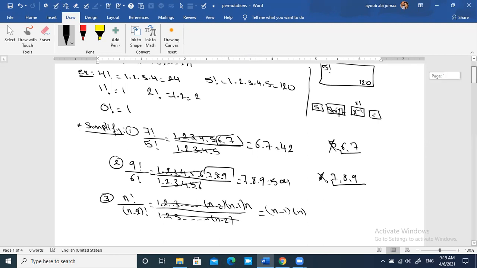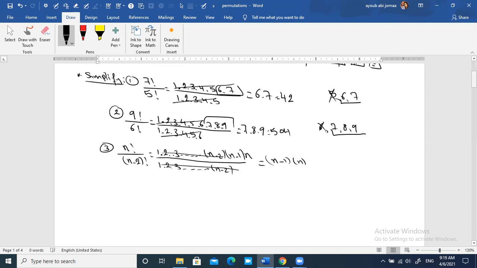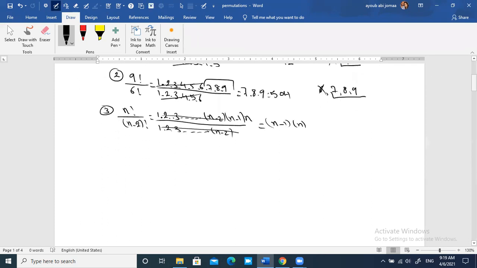Or if you want, applying this idea, n minus 2. The integer after n minus 2 is n minus 1. You add 1 here, add 1. After n minus 1, add 1. It is n. To simplify, the first integer after n minus 2 is n minus 1, till n. So n minus 1 times n.